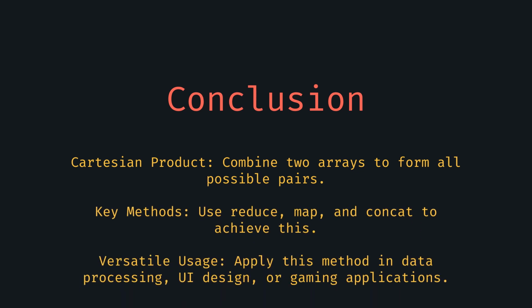In summary, we explored how to create all possible pairs from two arrays using JavaScript. This method leverages reduce, map, and concat for efficient and versatile implementation.